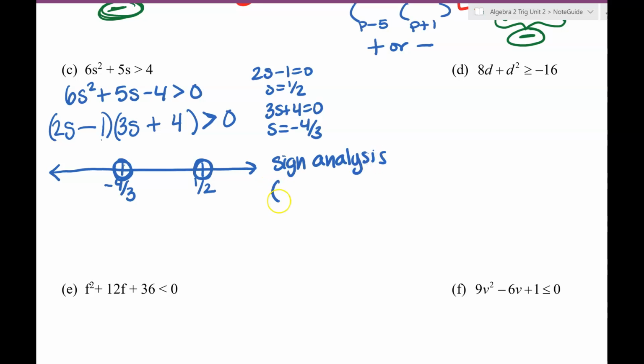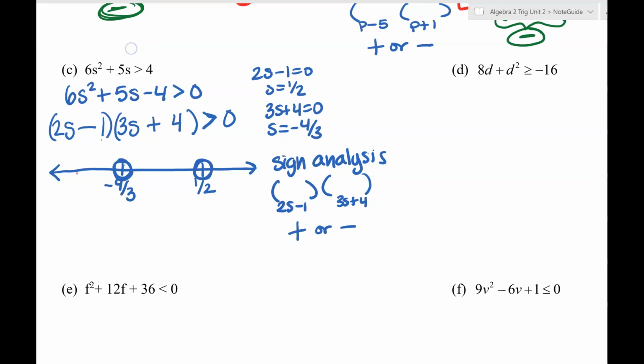So again, I'm plugging something into 2s minus 1. I'm then plugging something into 3s plus 4, and I just want to know, is the multiplication going to work out to be positive or negative? So let's say I plug in something first smaller than -4/3. So something in this area. So say I plug in -5. 2 times -5 would be -10 minus 1, so that's a negative. 3 times -5 would be -15 plus 4 would be a negative, and multiplied together they'd be positive.